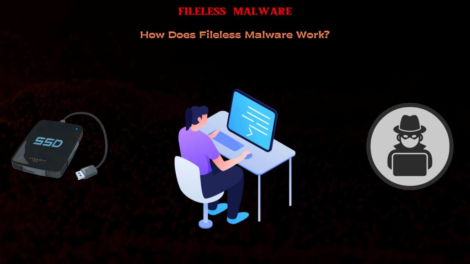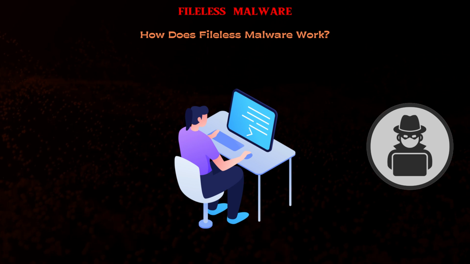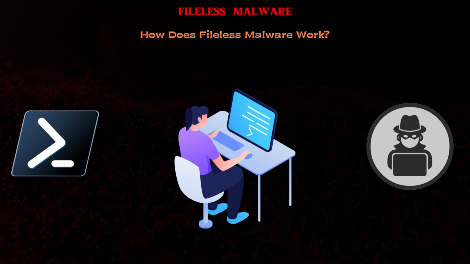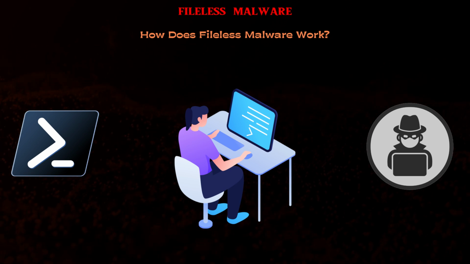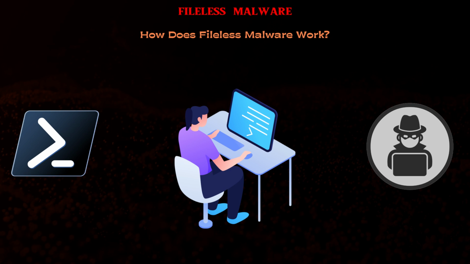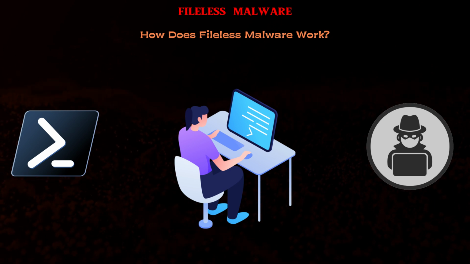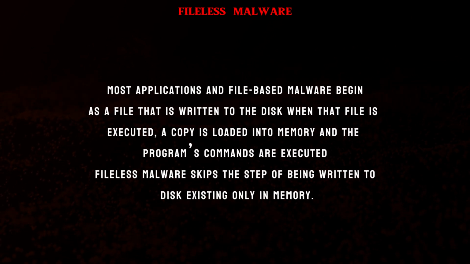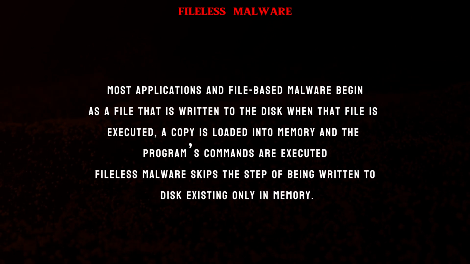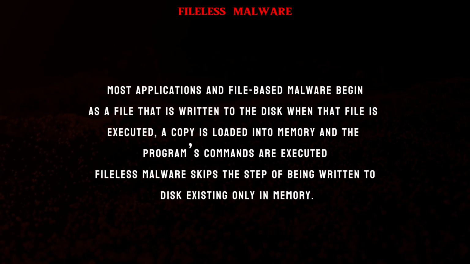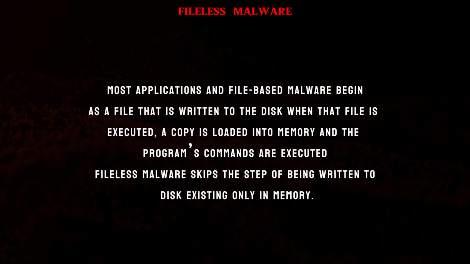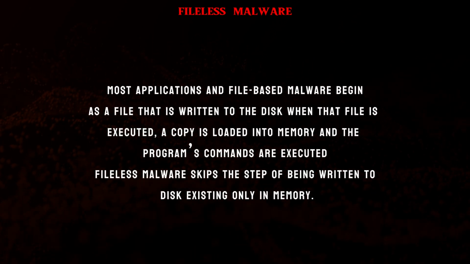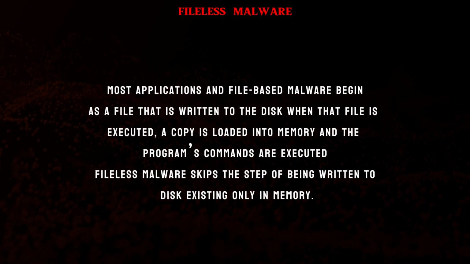This is because fileless malware alters the command lines, which are lines of code that tell programs what to do. A regular antivirus program may not be able to identify the threat because there is no anomalous file associated with it. Most applications and file-based malware begin as a file that is written to the disk. When that file is executed, a copy is loaded into memory, and the program's commands are executed. Fileless malware skips the step of being written to disk, existing only in memory.